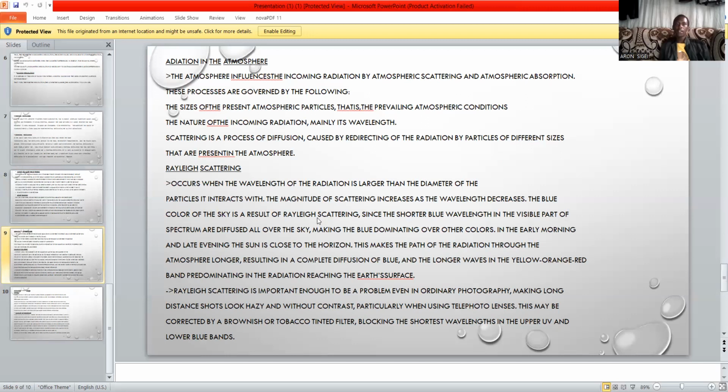Rayleigh scattering occurs when the wavelength of the radiation is larger than the diameter of the particles interacting with it. The magnitude of scatter increases as the wavelength decreases. The blue color of the sky is the result of Rayleigh scattering, since the shorter blue wavelengths in the visible part of the spectrum are diffused all over the sky.